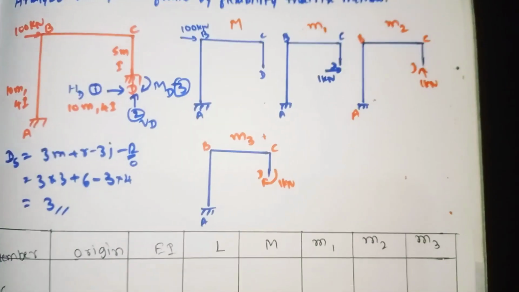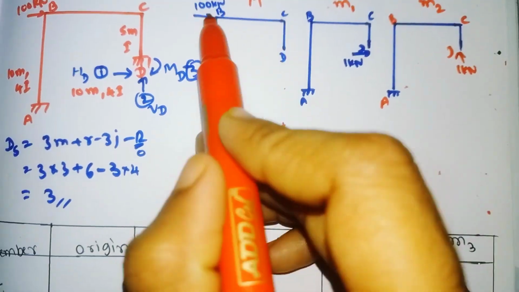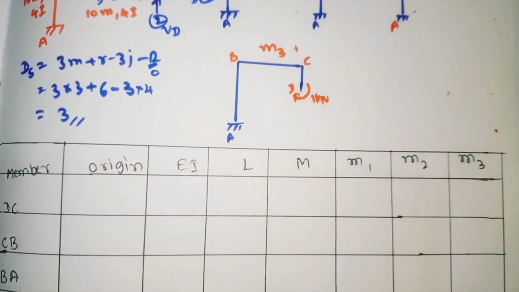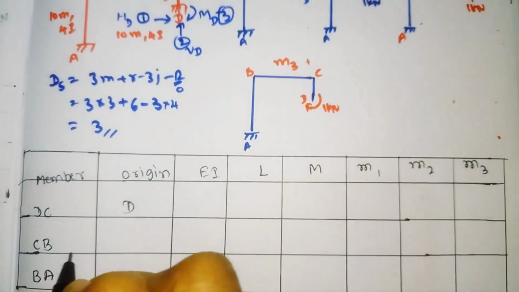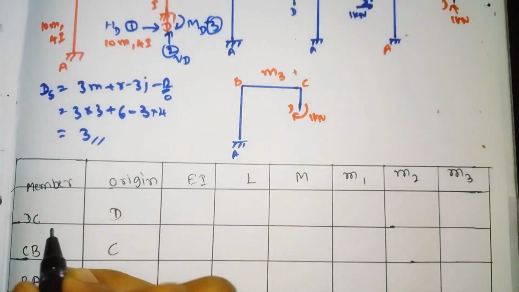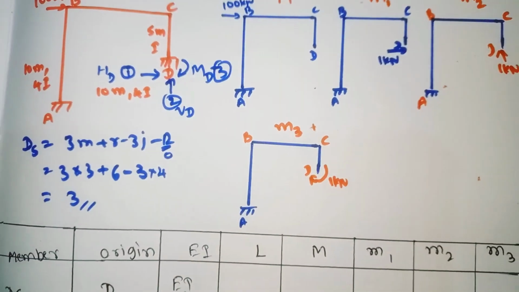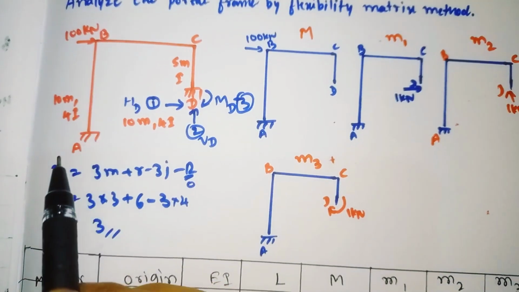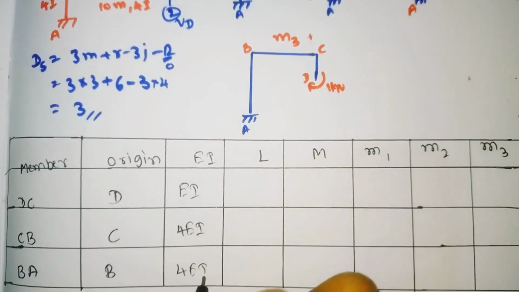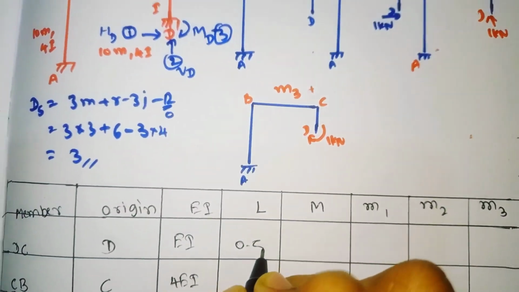For the members, I am calculating from left side to right side. We have the members DC, CB and BA, same as I have written here. For DC I am taking the origin as D, for CB I am taking the origin as C, and for BA I am taking the origin as B. For DC we have the EI value as 1 EI, for CB we have 4 EI, and for BA we have 4 EI.